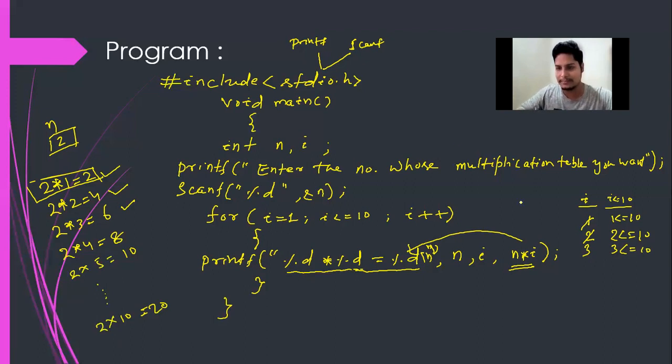Similarly, this will be incremented to 4. So 4 less than or equal to 10? Yes, this condition is true. Then again, 2 asterisk 4 equal to 8. Again, the value of i will be incremented.